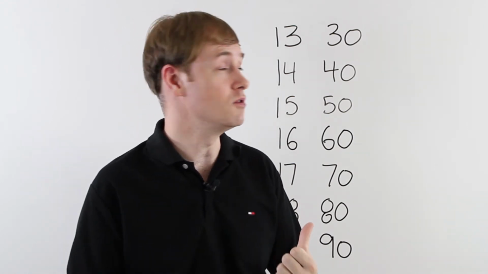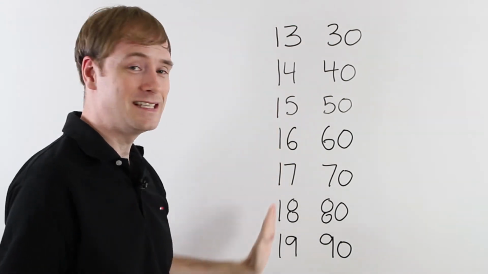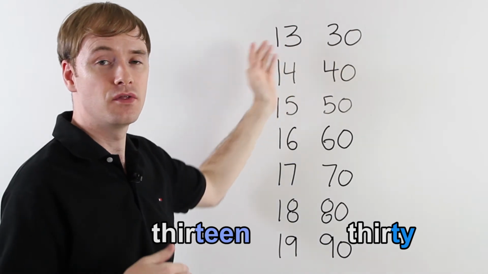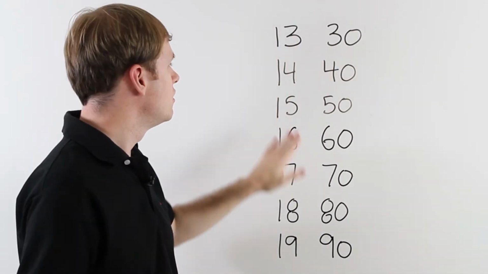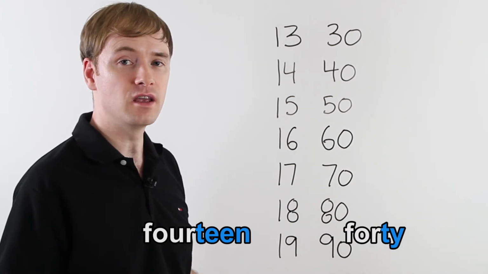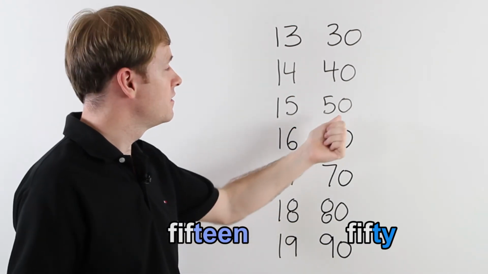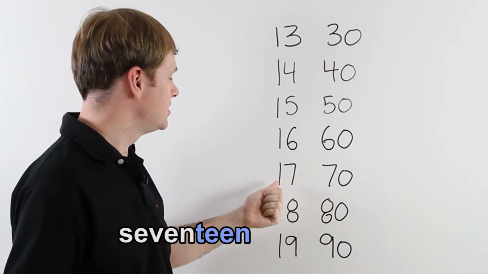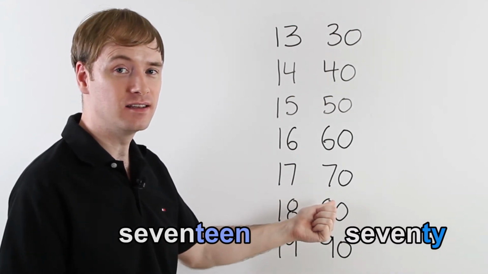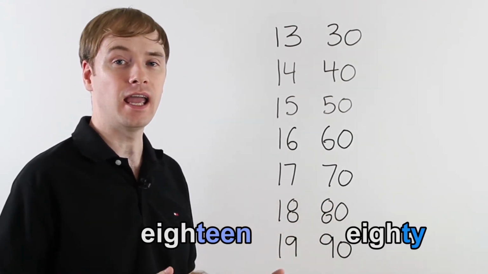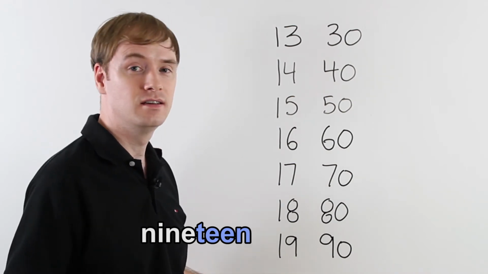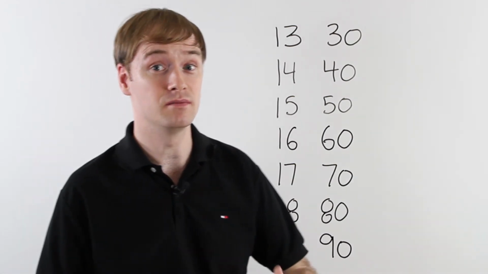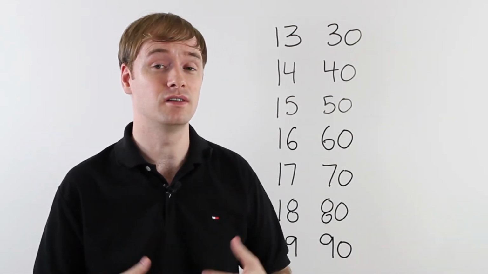So let's review. Of course, these are the teens. So this is 13, and this is 30, 13, 30, 14, 40, 15, 50, 16, 60, 17, 70, 18, 80, 19, 90. Okay? Make sure you get those right and pronounce them correctly so you don't have confusion like me.